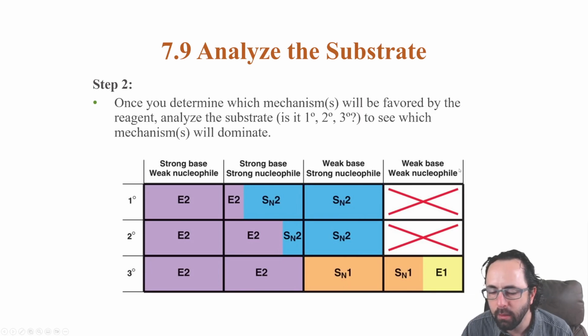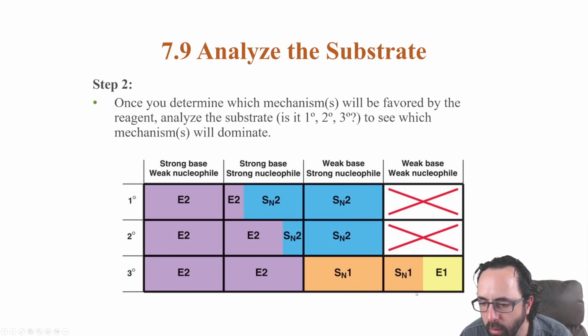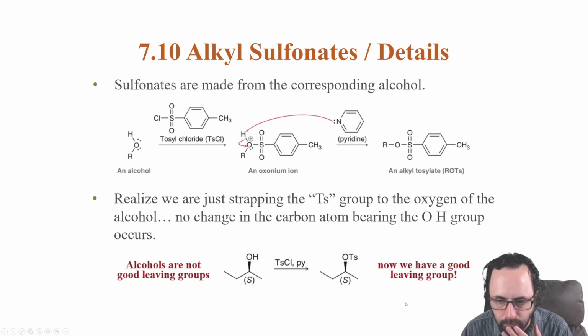Having a weak base, weak nucleophile, that does not support any of these reactions. And it especially doesn't work for primary or secondary. These will all be slow. It will work okay for tertiary because the first step will involve the loss of the leaving group, which will leave a tertiary carbocation. And tertiary carbocations are more stable than secondary, which are more stable than primary. And so we'll get about an even mixture of SN1 and E1 products.